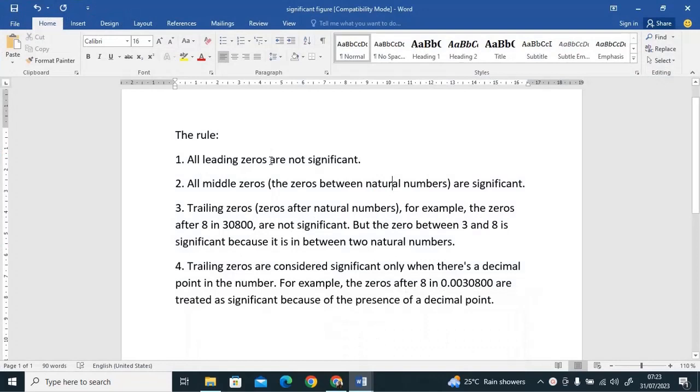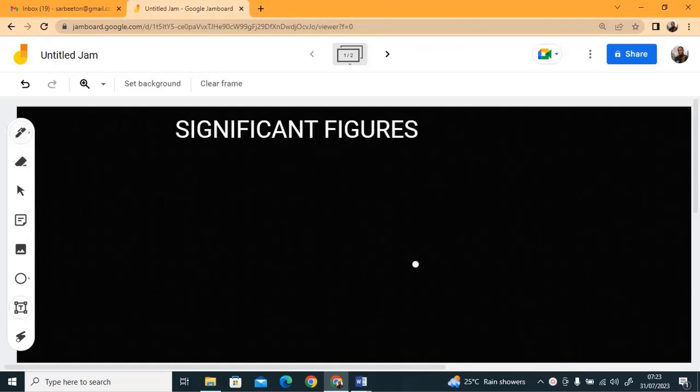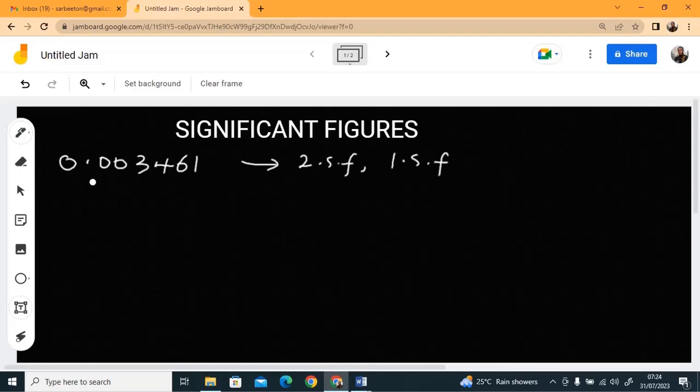Now the rule says that all leading zeros are not significant. So let's look at all these rules one after the other, with questions under them, so you get an idea of how significant figures work. Now the first one, all leading zeros are not significant. What are they saying here? For example, you are given 0.0034661 and told to round it to 2 significant figures and 1 significant figure. So what do you think the answer will be? It means in this particular case, this leading zero, you don't need to count it.